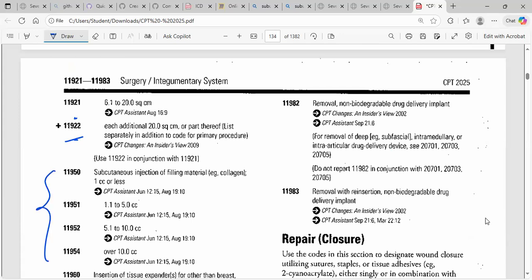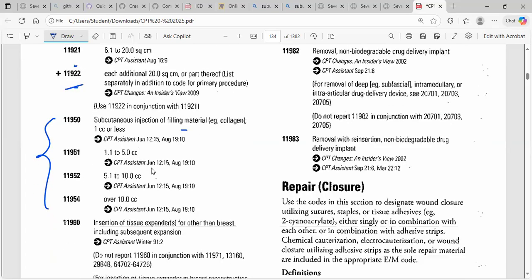Then we have subcutaneous injection of filling material, that is collagen. So whenever the doctor is inserting the collagen material, we are going to use 11950 and 11951. That is based on the volume of the material, that is, how much material has been inserted.